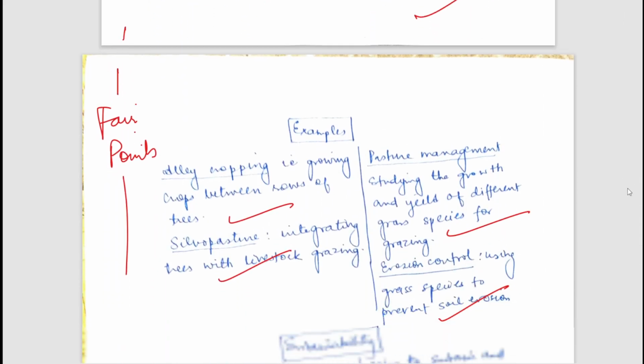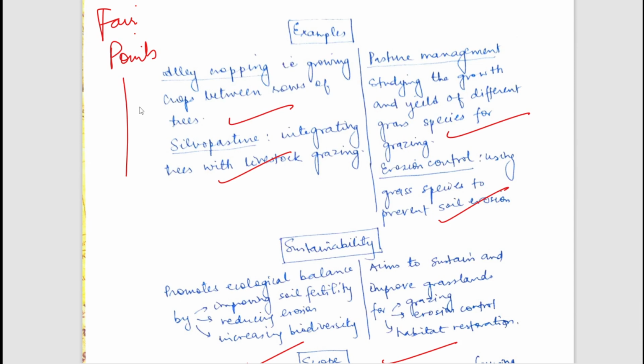Objectives have been mentioned. Examples have been mentioned such as alley cropping, silvipasture systems, or you can say agri plus horti systems, in which agroforestry is included with horticulture crops. There are certain kinds of these systems, and don't confuse them with the integrated farming system, because integrated farming systems also have these types of systems. And in agroastrology you will see pasture management, you will see erosion control. So these are some of the examples.